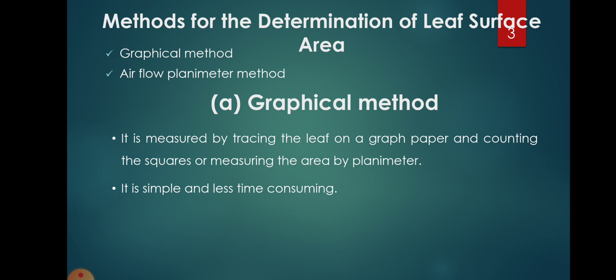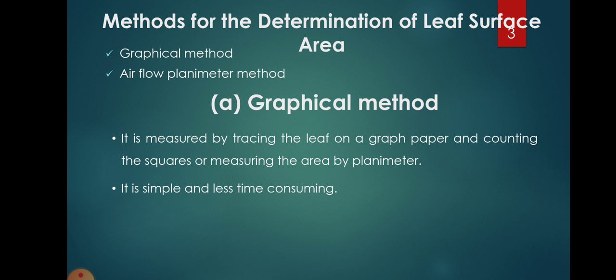First, the graphical method. It is a very simple method for determination of surface area of different leaves. It is measured by tracing the leaf on a graph paper and counting the squares, or measuring the area by planimeter. A planimeter is the instrument which directly gives us the value of the surface area. It is a digital instrument.